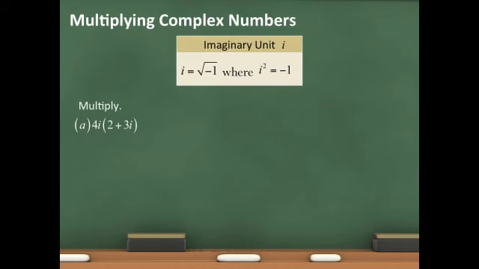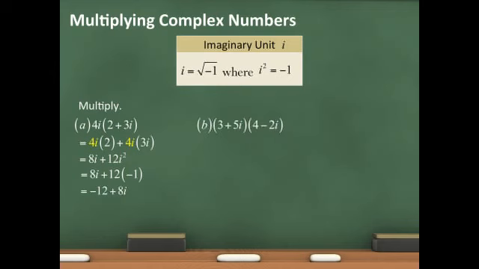In part A, we are given 4i times the binomial 2 plus 3i. We use the distributive property to multiply 4i times 2 and 4i times 3i. This will give us 8i plus 12i squared. Since we know that i squared is equal to negative 1, we can replace the i squared with negative 1. Doing so will give us the final answer, negative 12 plus 8i.